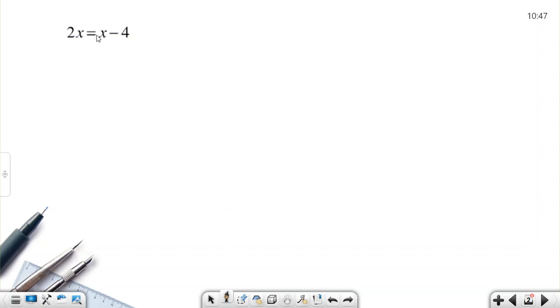The left side has 2x and the right side has only x. Therefore, I will subtract this x from both sides of the equation. So 2x minus x will be x, and x minus x will be 0. So 0 minus 4, only minus 4. x equals minus 4. You can ask me, can we solve another way?